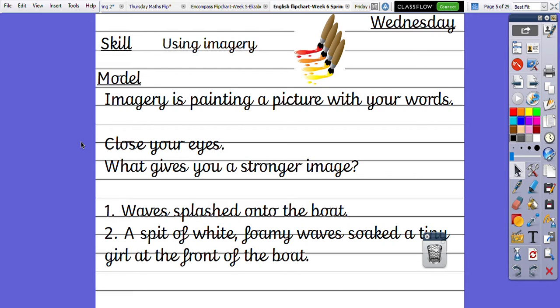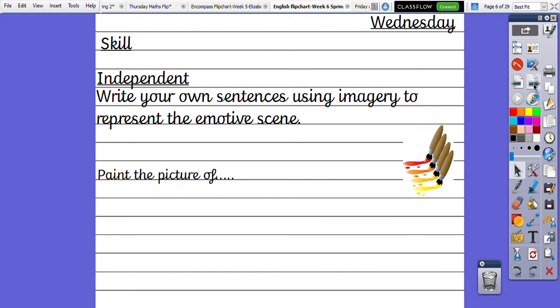I would think that number 2 would give you a stronger image in your head, because number 2 has got a little bit more detail. It tells me what the waves look like, so white and foamy. It tells me exactly who it soaked and what the girl was like, so I know that she's tiny, which also adds to the emotion a little bit because a huge big wave is soaking a little girl at the front of the boat. Okay, so now you have included your imagery, we are going to start our independent task.